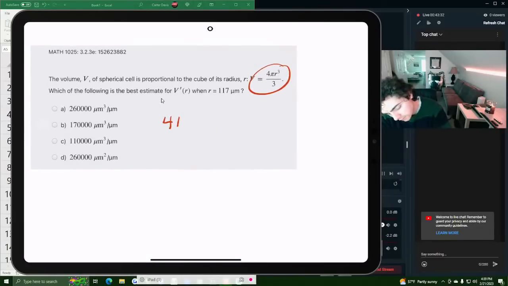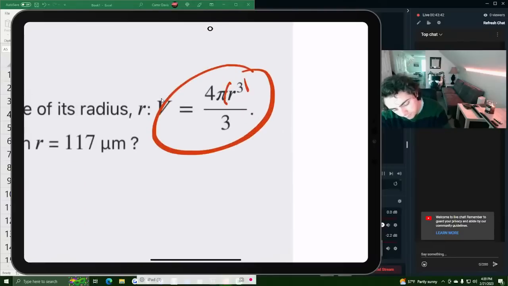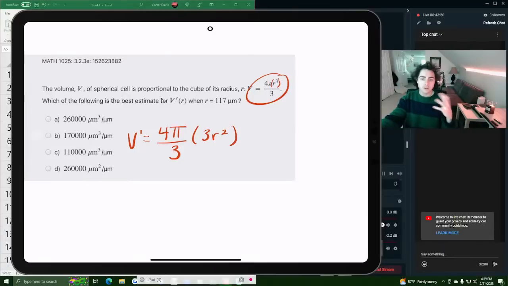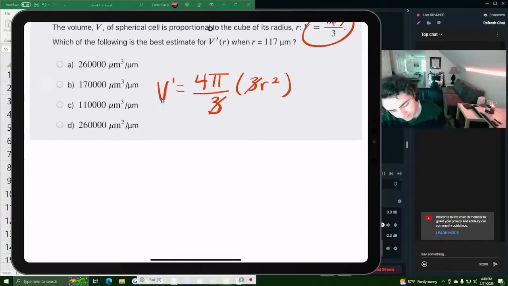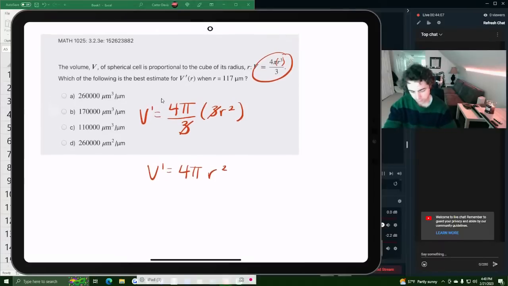So again, with everything that's not the R cubed, we're going to leave the 4 pi over 3 out on its own, and then just take the derivative of the R cubed. R cubed has a derivative of 3R squared. We bring out the 3, leave the R, and subtract 1 from the 3 to get 2. Multiplying these two together, we can cancel the 3's out, and all we're left with is that V prime is equal to 4 pi R squared.